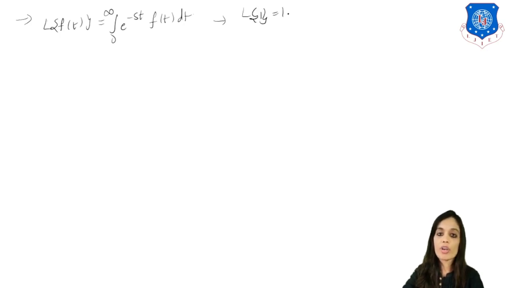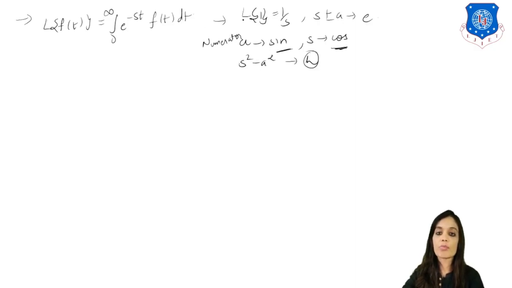Laplace of 1 is what? 1 upon s. Now whenever you have s plus or minus a, you have to write e. Whenever in the numerator, right, you have e, what will come? Sine. Whenever you have s, cos will come. Whenever you have s square minus a square, these two functions will be what? Hyperbolic functions. Then you had the first shifting theorem, right?